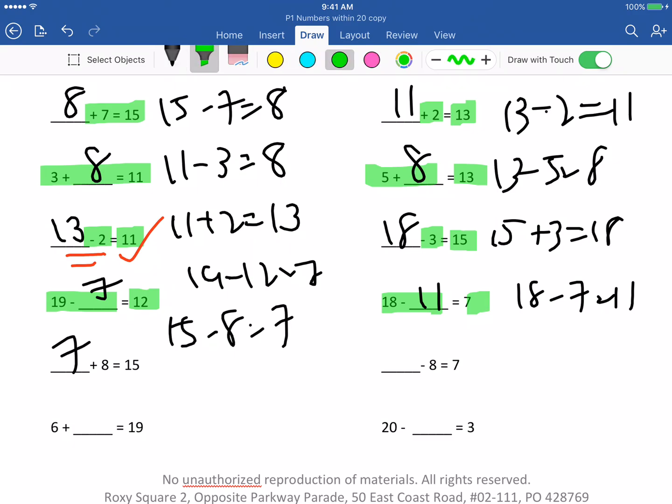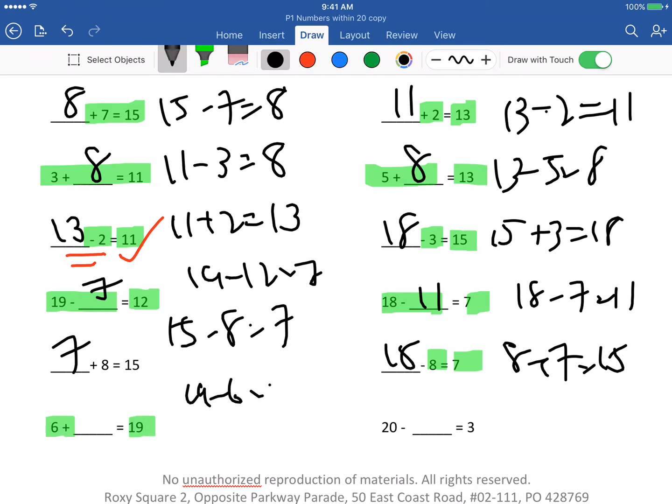What number must you subtract 8 from such that you get 7? The answer is actually 8 plus 7, which equals 15. Next one, what must you add 6 to such that you get 19? The answer is actually 19 minus 6, which equals 13. Okay, 20 minus what number will give you 3? For this one, just 20 minus 3, which is 17.